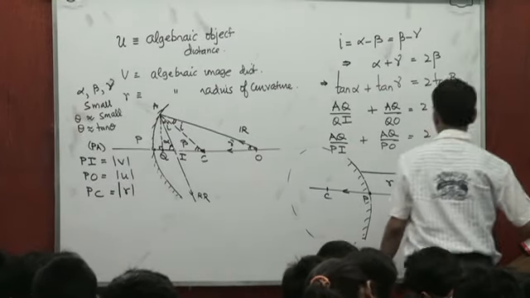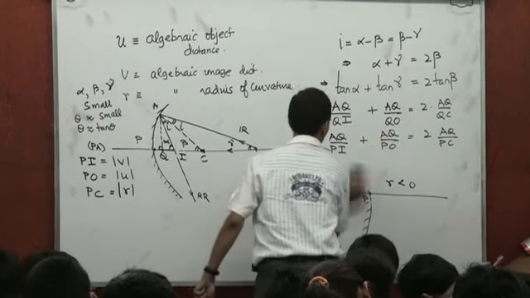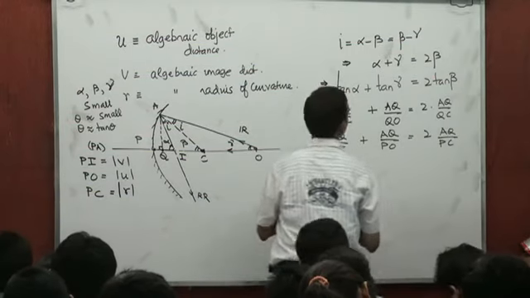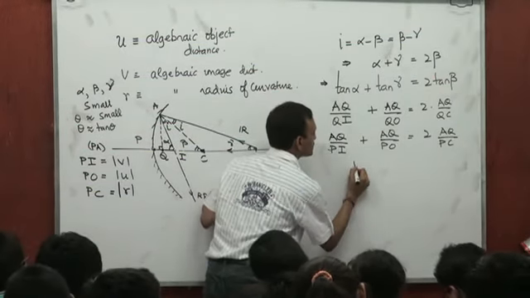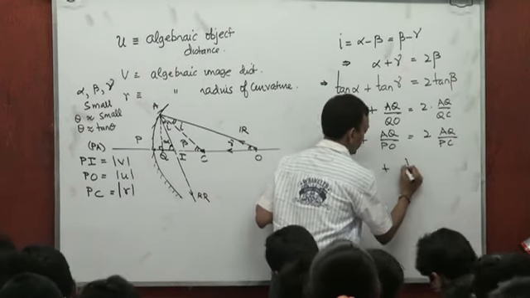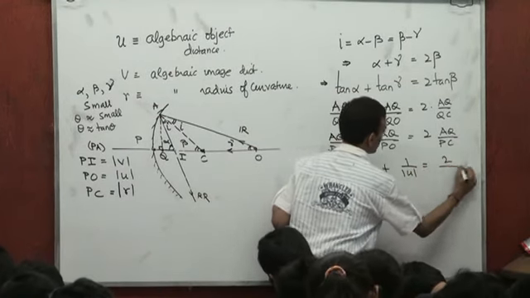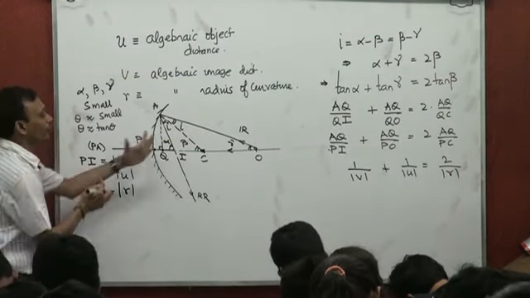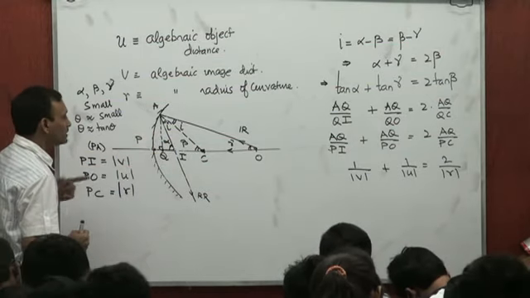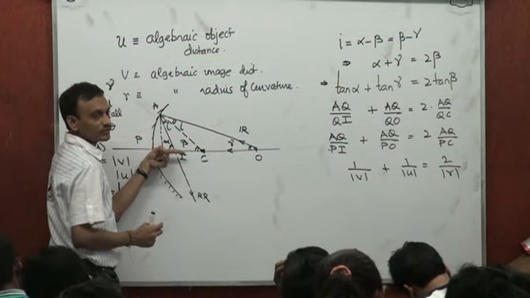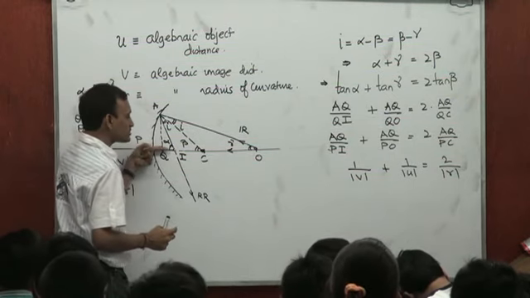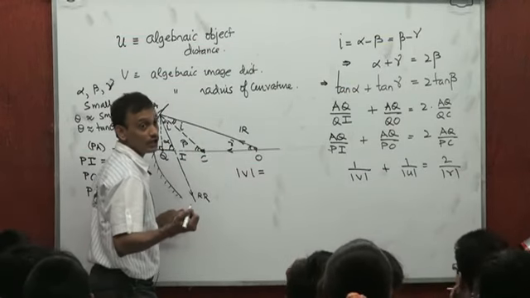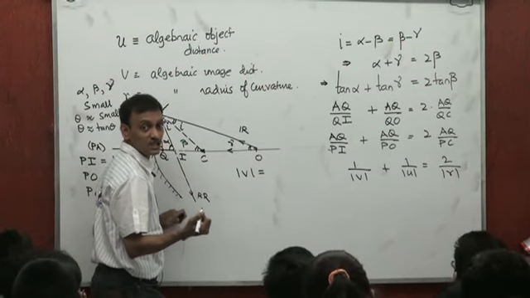So, I write AQ gets cancelled, PI written as mod V, PO written as mod U, and PC written as mod R. Right? Now for the figure, let me reduce it for the figure. In this case, V is positive or negative? Positive. Why? Because I am moving opposite to the direction of the incident ray. So if V is positive, then mod V would be equal to V, right?